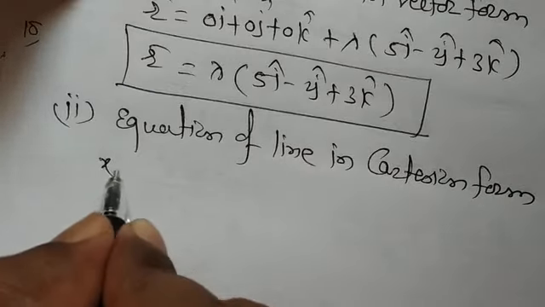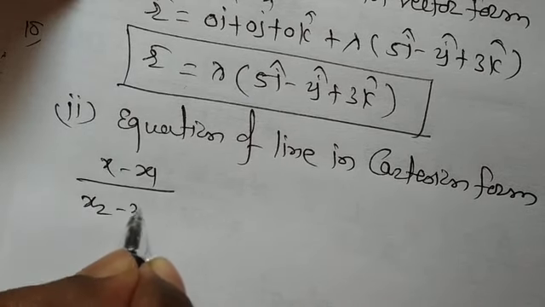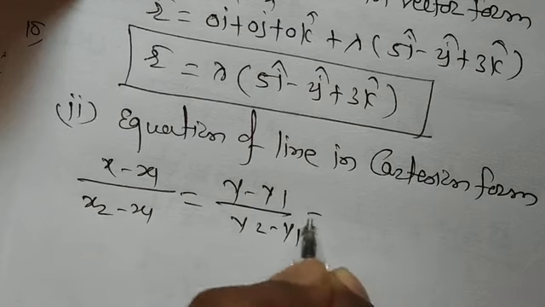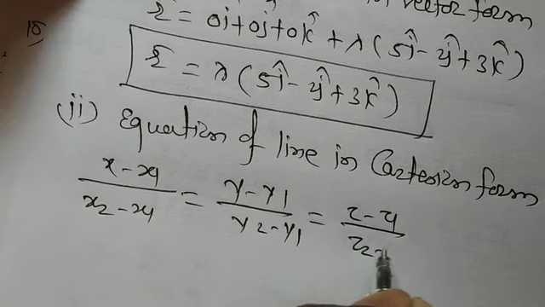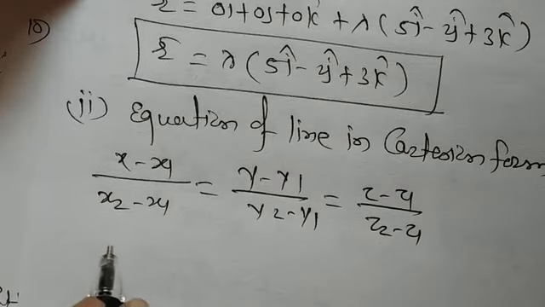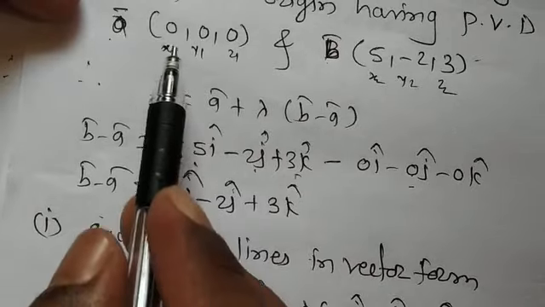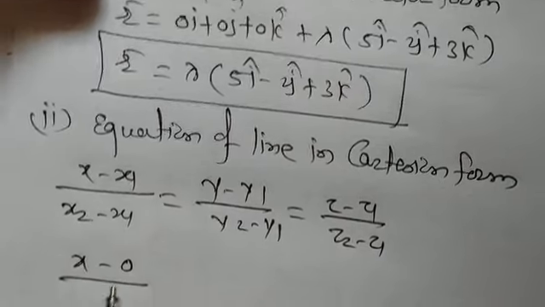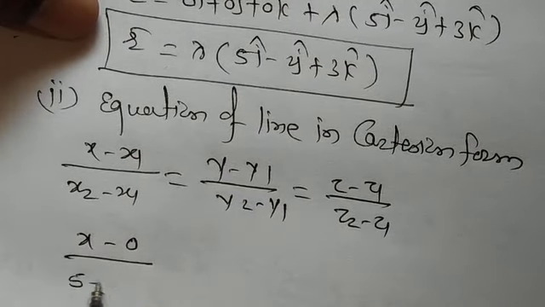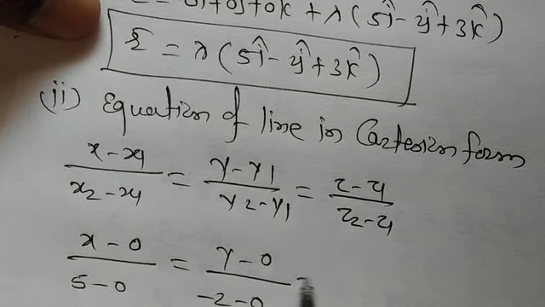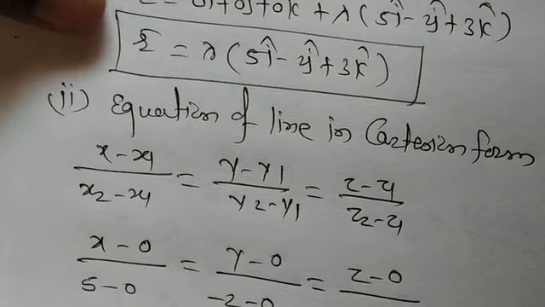The formula is (x minus x1) upon (x2 minus x1), equals (y minus y1) upon (y2 minus y1), equals (z minus z1) upon (z2 minus z1). Put in the values. What is x1? Here x1 is 0, y1 is 0, z1 is 0. So x minus 0 upon 5 minus 0, y minus 0 upon minus 2 minus 0, and z minus 0 upon 3 minus 0.